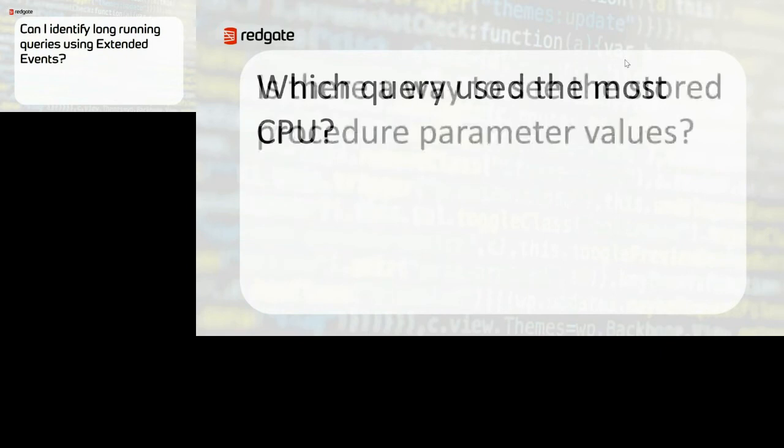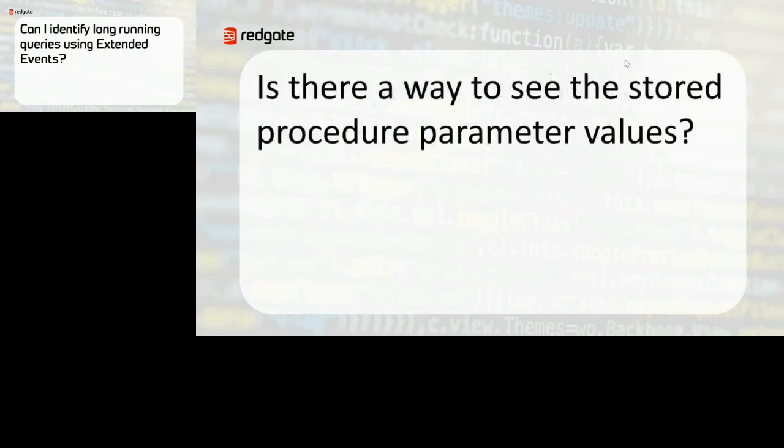So, is there a way to see the stored procedure parameter values? Now, I have been told reliably that extended events won't show you the parameter values inside of stored procedures. And I'm like, oh, wow, God, that's a problem, right? I mean, because you need to see what's going on with extended events. So let's take a look.